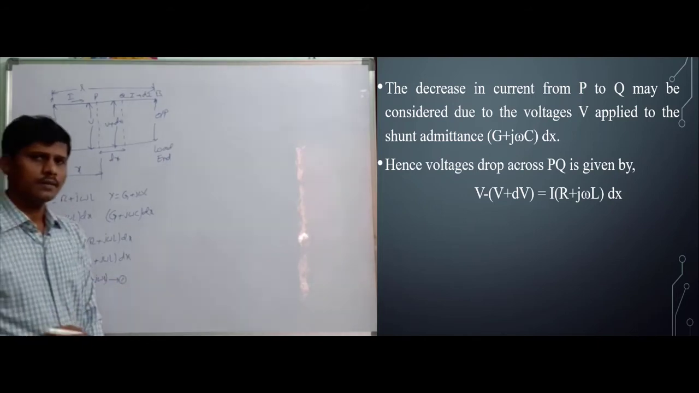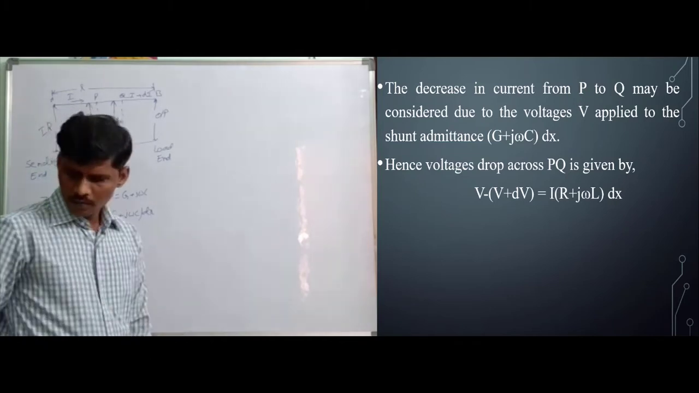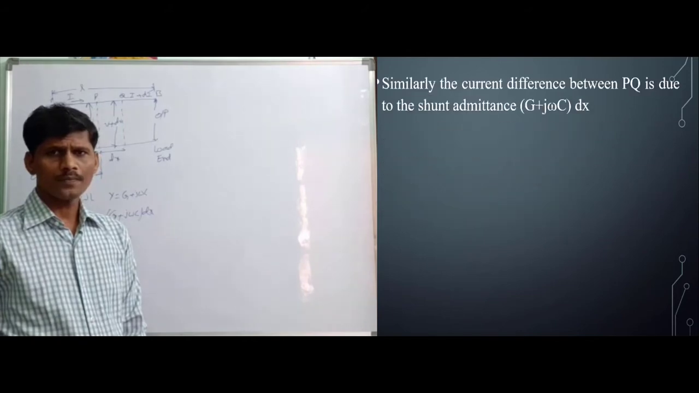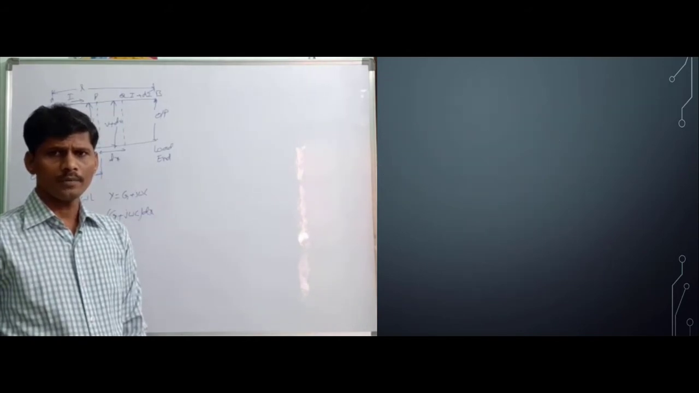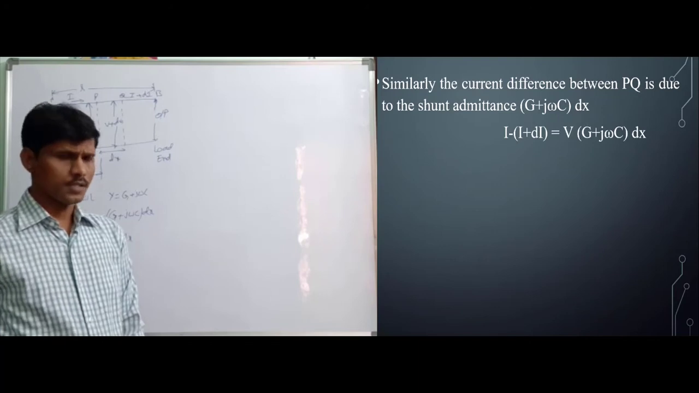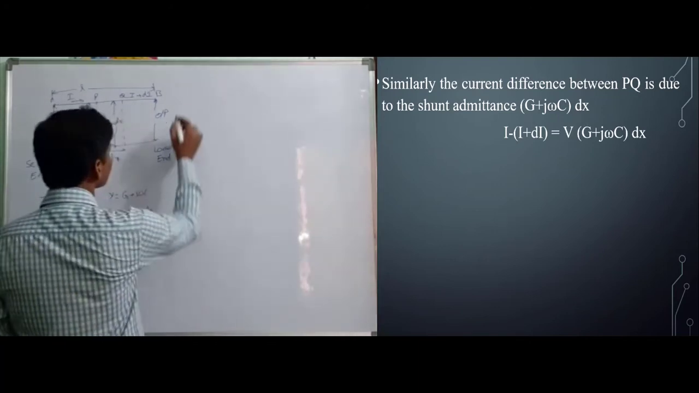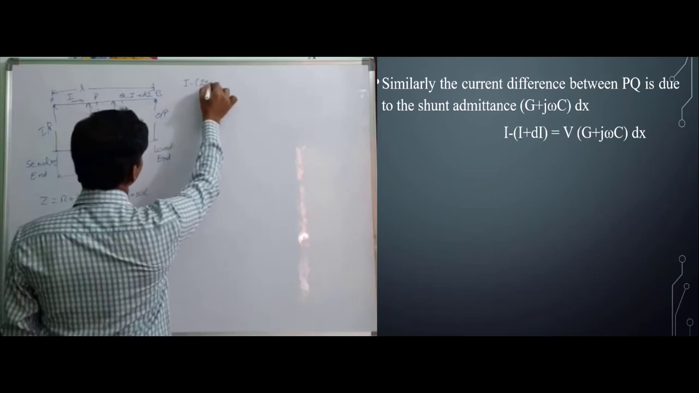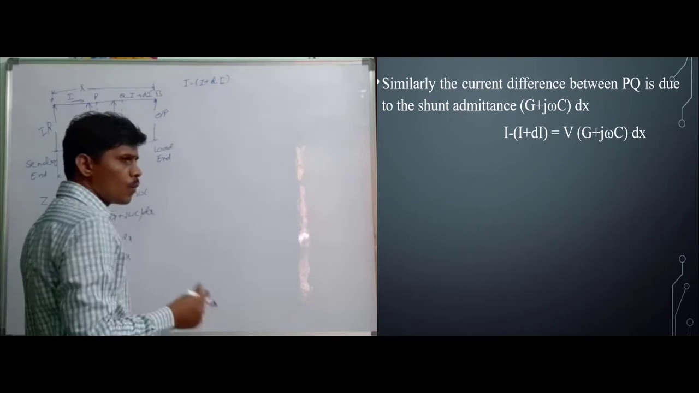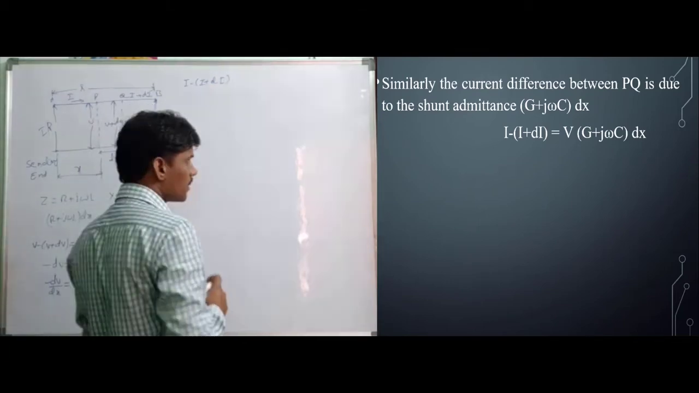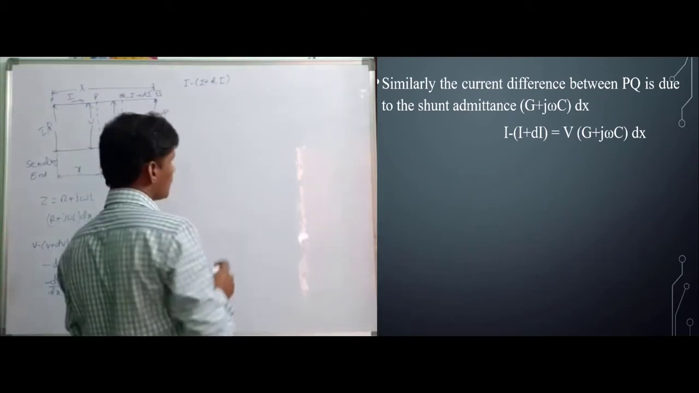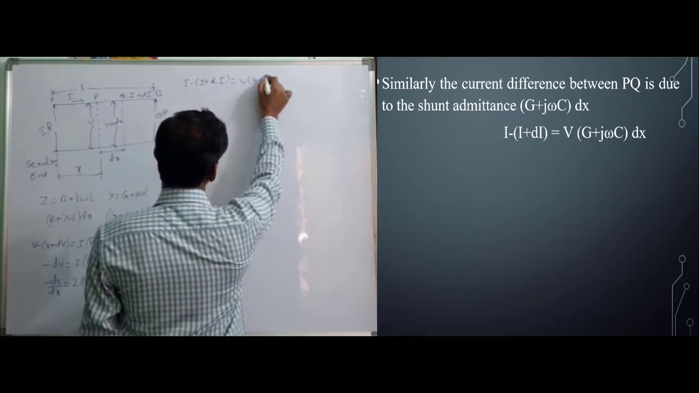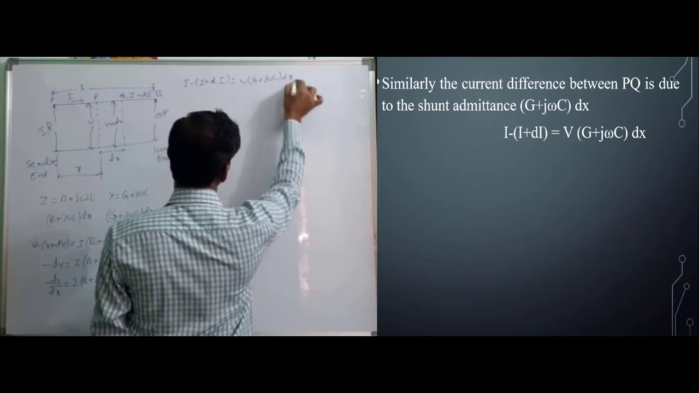And similarly, the current difference between P and Q is given by I minus (I plus dI) is equal to the voltage drop across the shunt admittance of the short section of the transmission line. So that is V into (G plus j omega C) into dx.